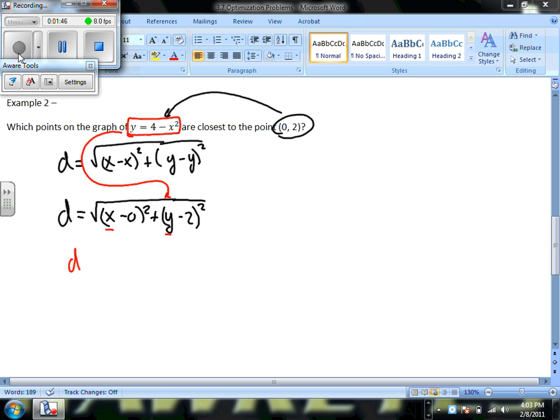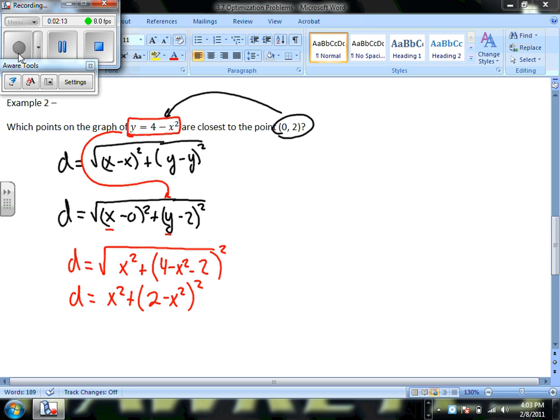So I have d equal to the square root of x squared. Let's go ahead and get rid of that 0. Plus, and now let's plug in what we need for y. So (4 minus x squared) minus 2, and this is squared. Okay, so we have d equals x squared plus, let's see, 4 minus 2 is 2, so we have (2 minus x squared) squared, all underneath the radical.